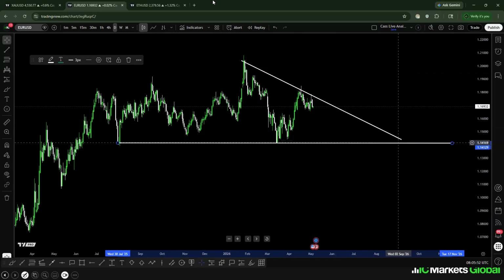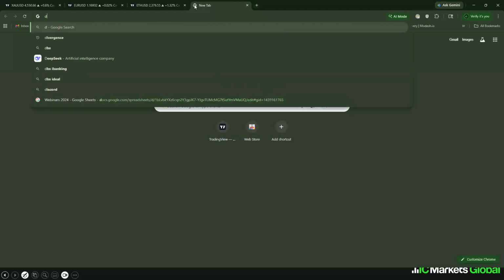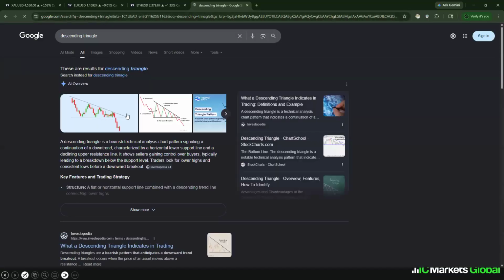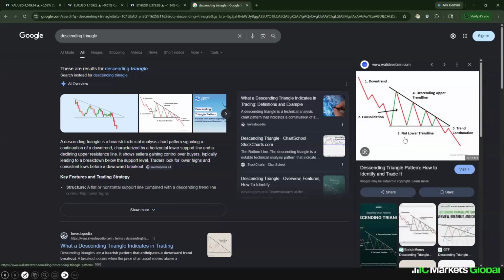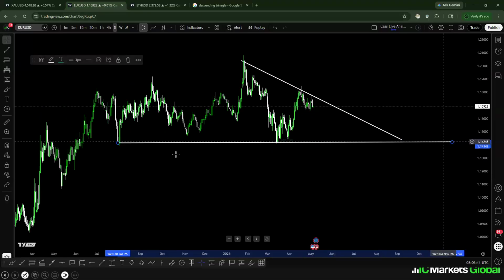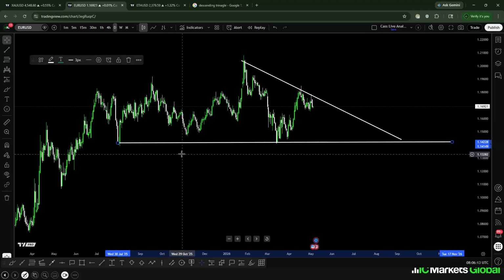Let me see. I think this is a descending triangle. Yes, that is a descending triangle. A descending triangle usually forms and then it goes with a downtrend. You guys see that? Do you guys see that? I am not making anything up here.